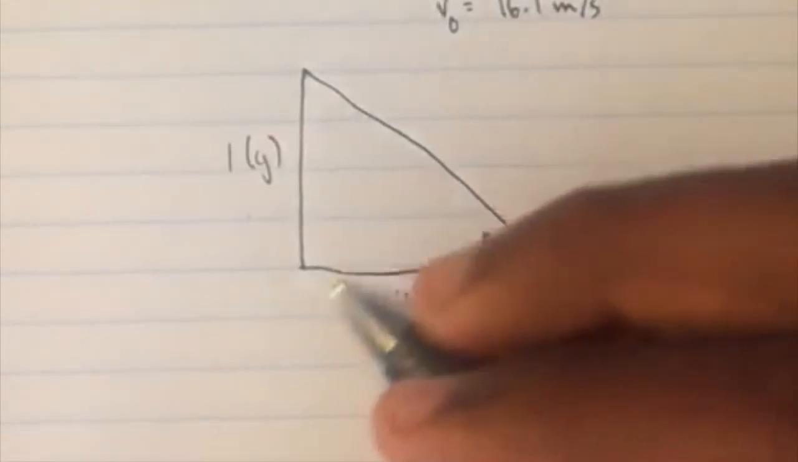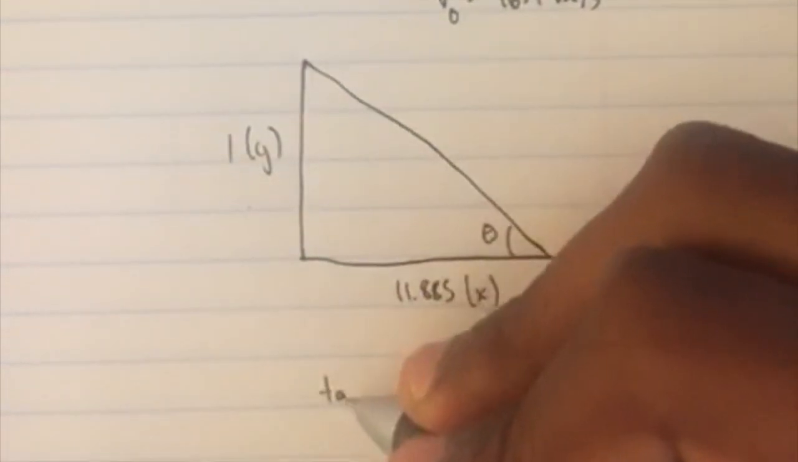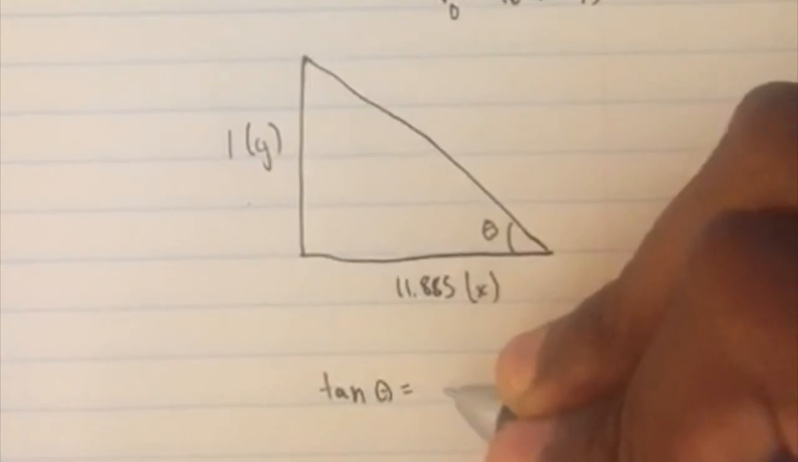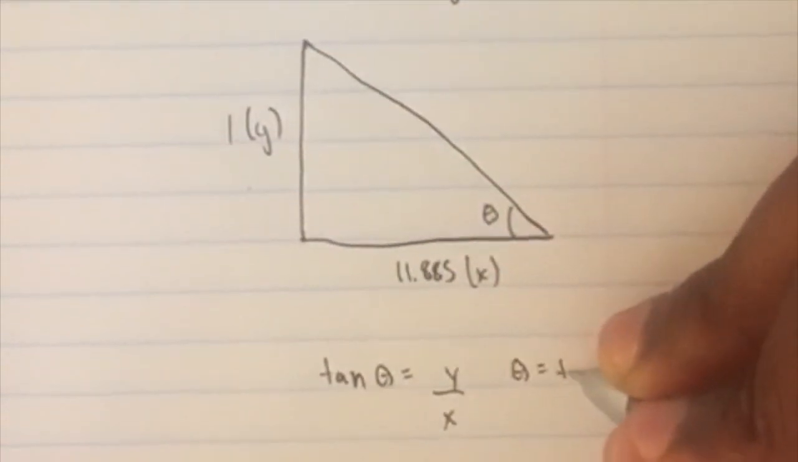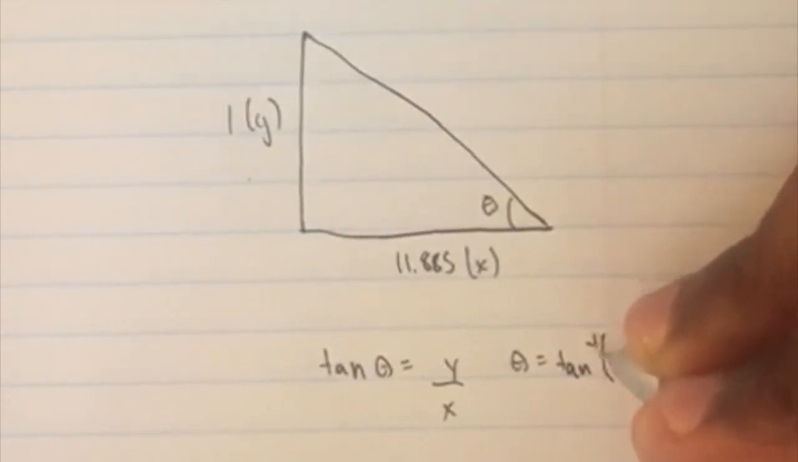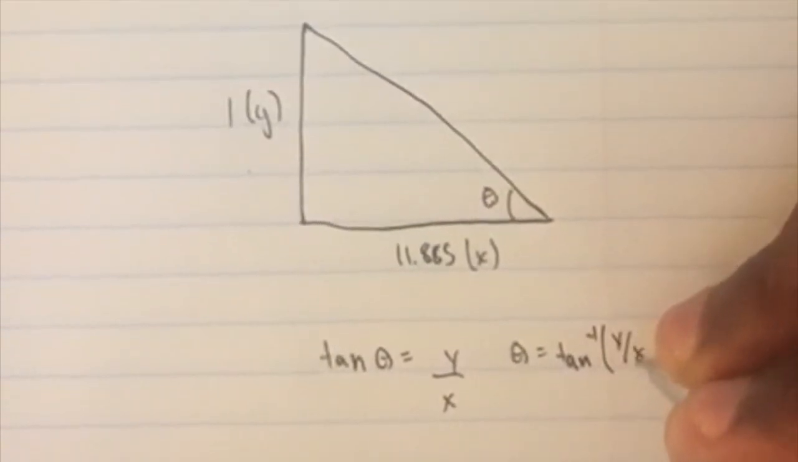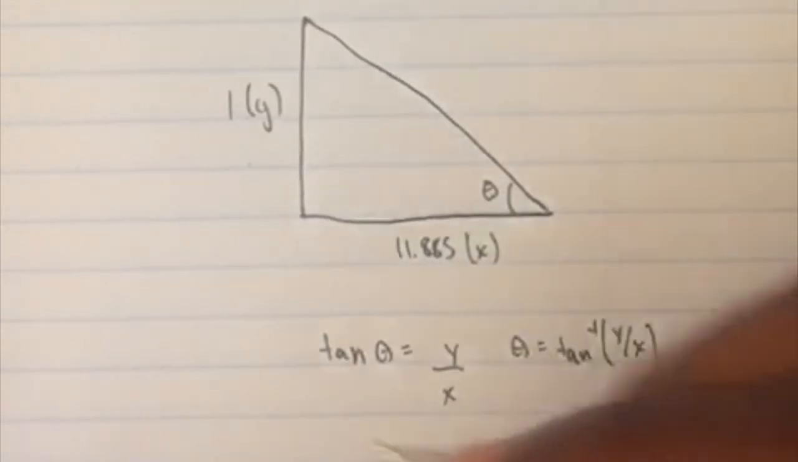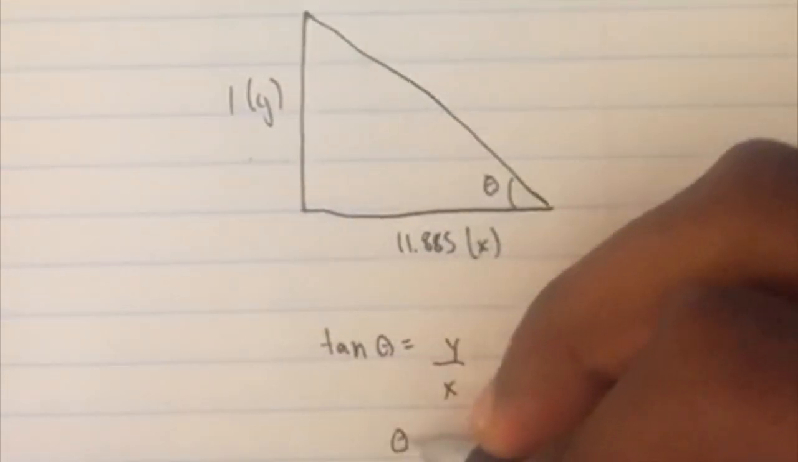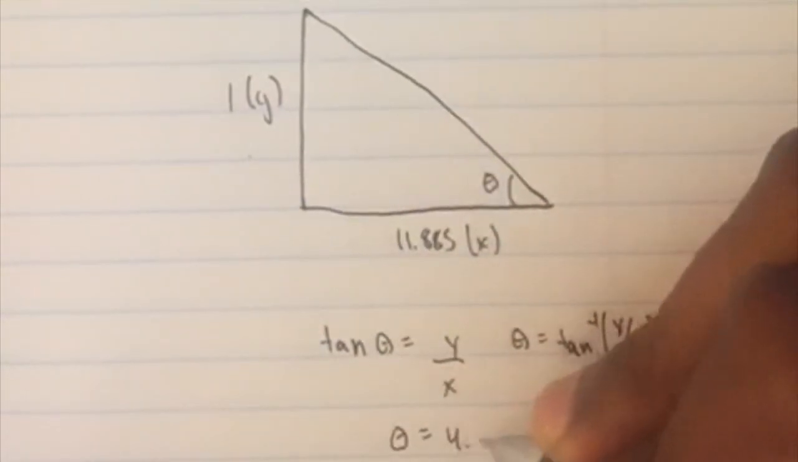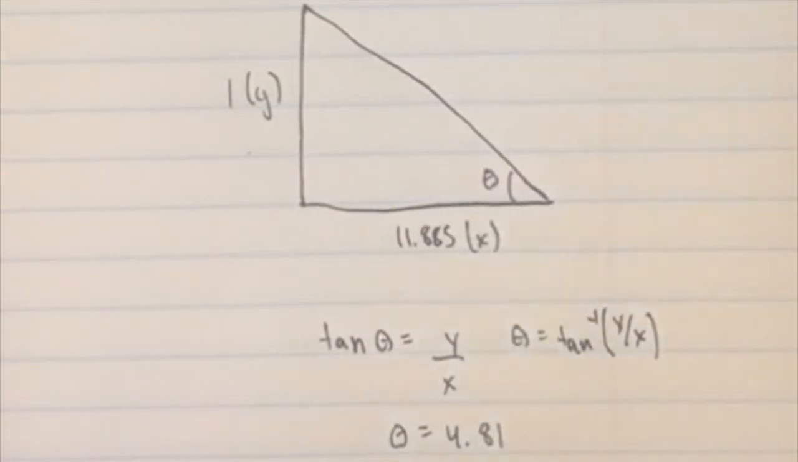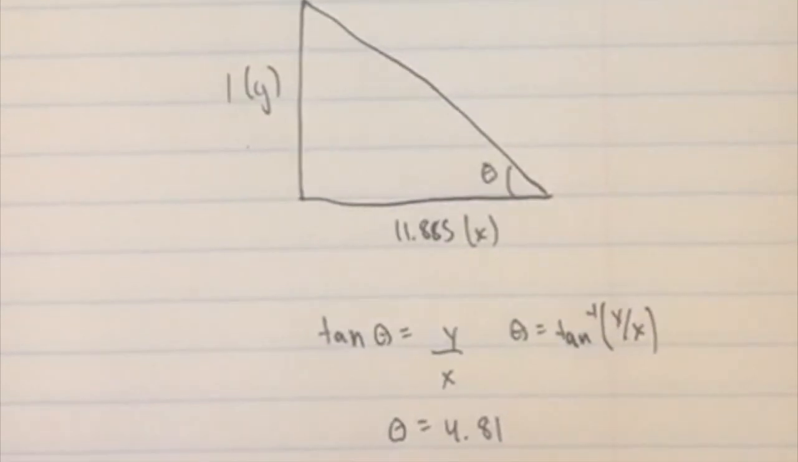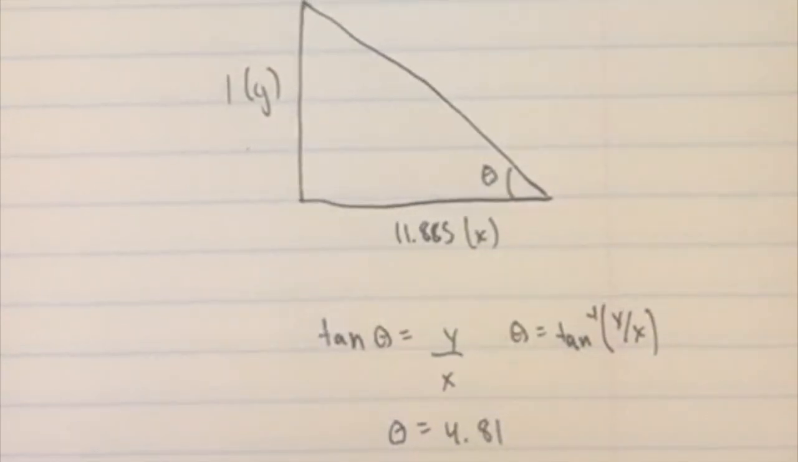To find the value of theta, we can just do tan theta is equal to y over x, and theta is equal to the tan inverse of y over x. Once we solve that, we get theta is equal to 4.81. Therefore, the ball should be hit at 16.1 meters per second at an angle of 4.81 degrees to hit the optimal tennis shot.